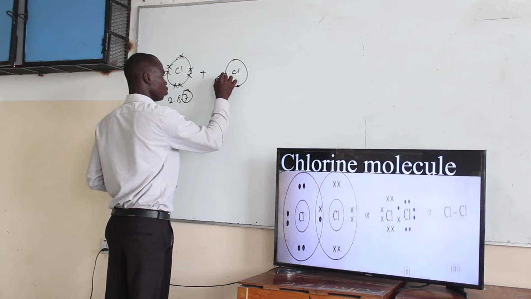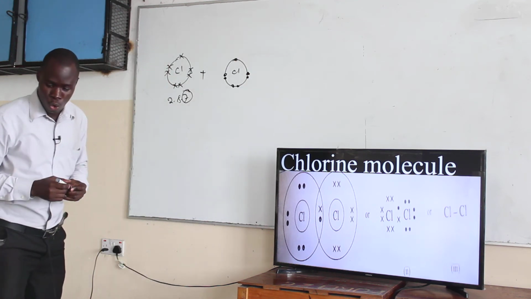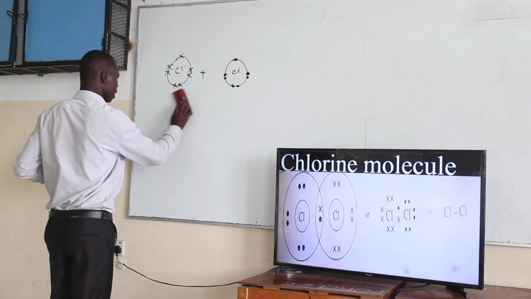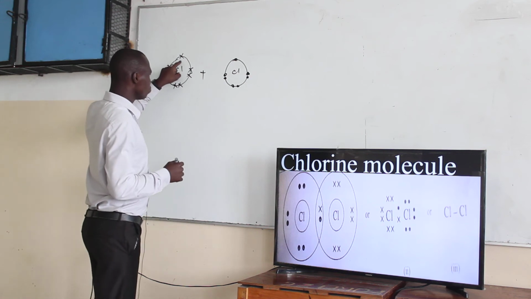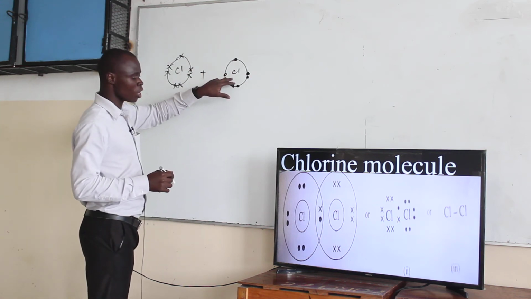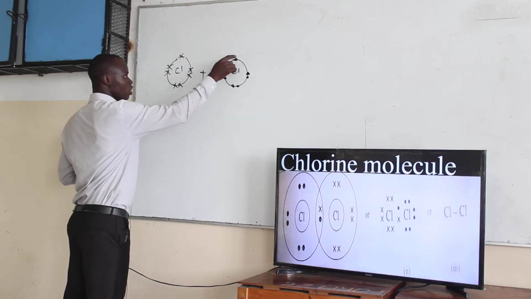1, 2, 3, 4, 5, 6, 7. Now when these two combine, they are going to share electrons. This one needs one to be stable, and this one also needs one to be stable. What's going to happen? So this one will contribute this one here, and this one will contribute.